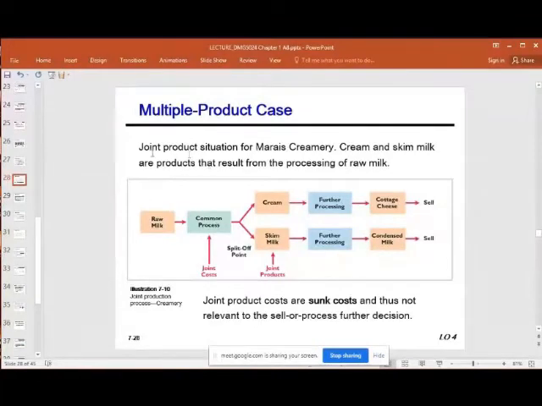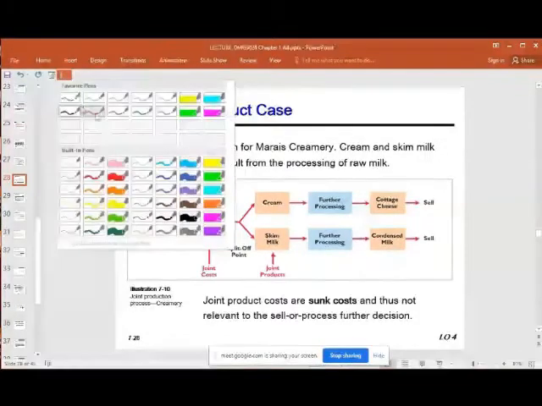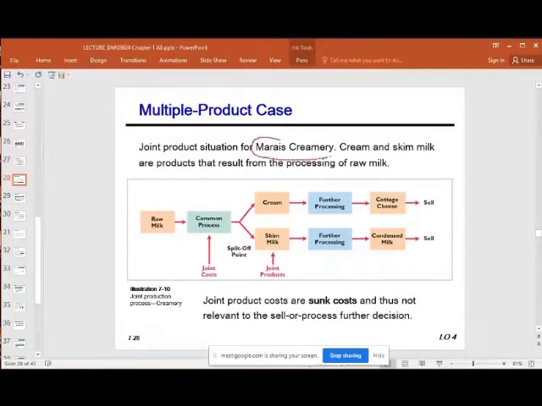So they've given you this example, a joint product situation for Maria's Creamery. Maria's Creamery is the company. It has a joint process where they produce cream and skim milk. They've given you this diagram: you have raw milk, you process it further, and then it splits off into two products, cream and skim milk. So this is called multiple product.